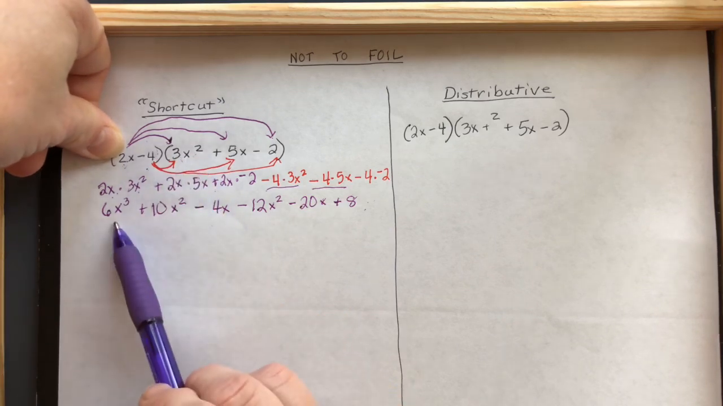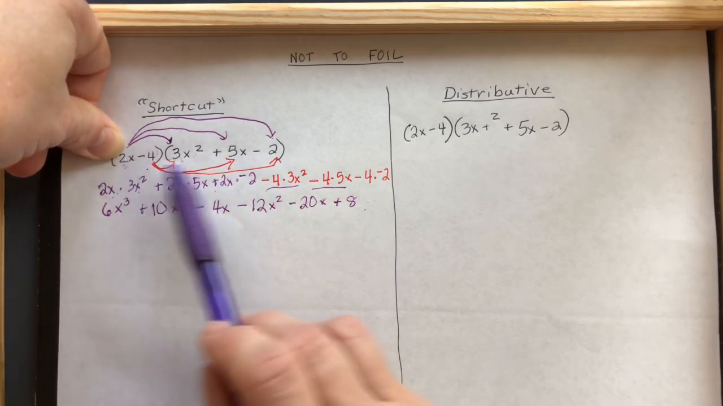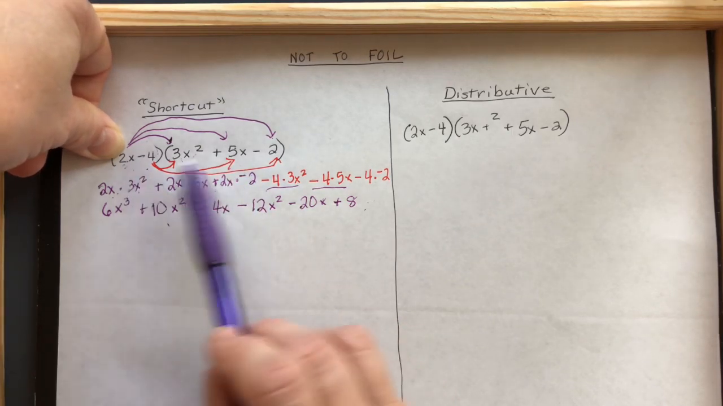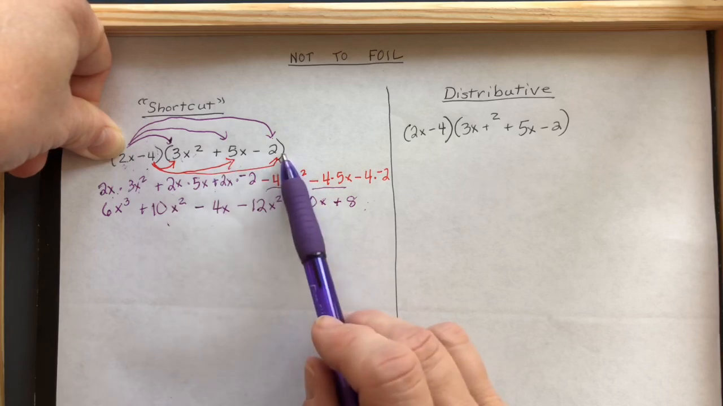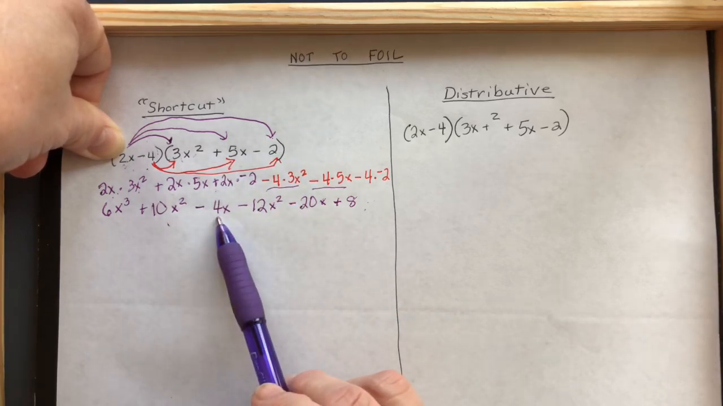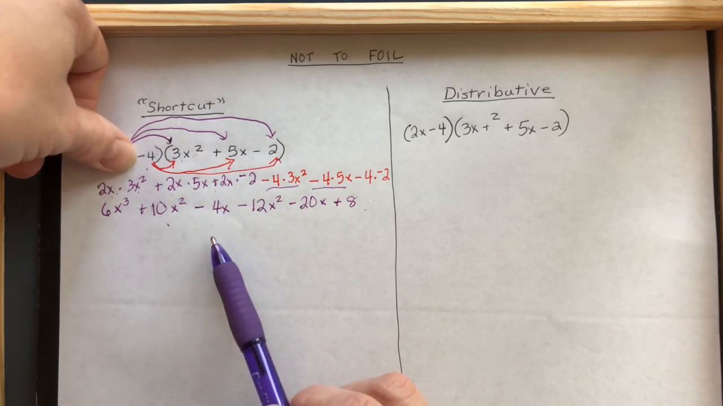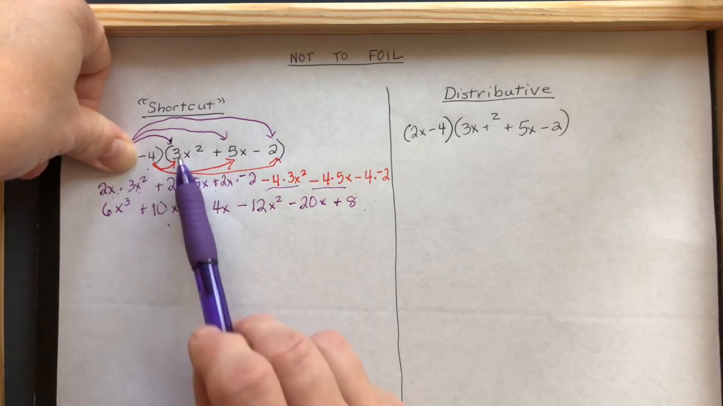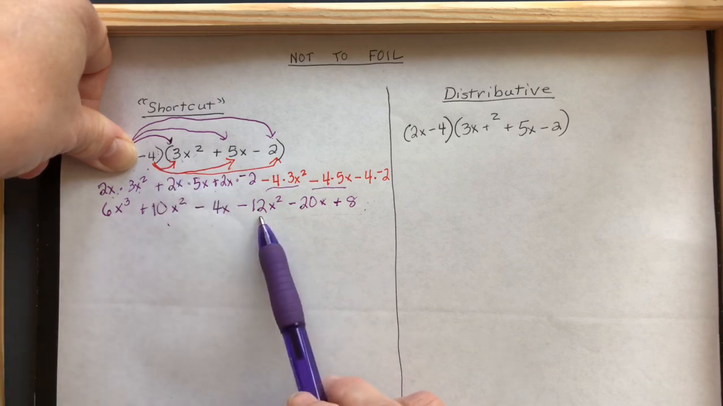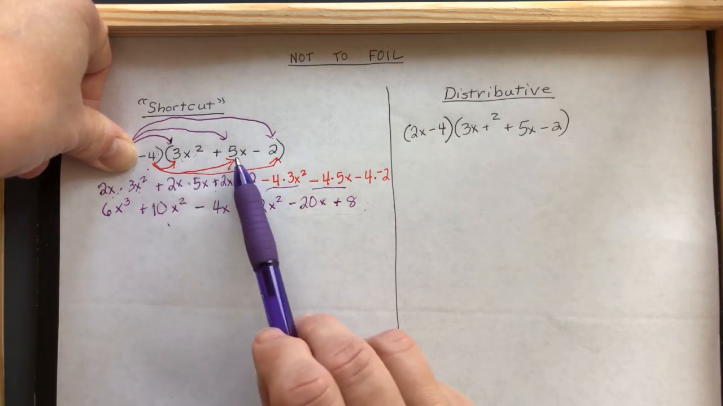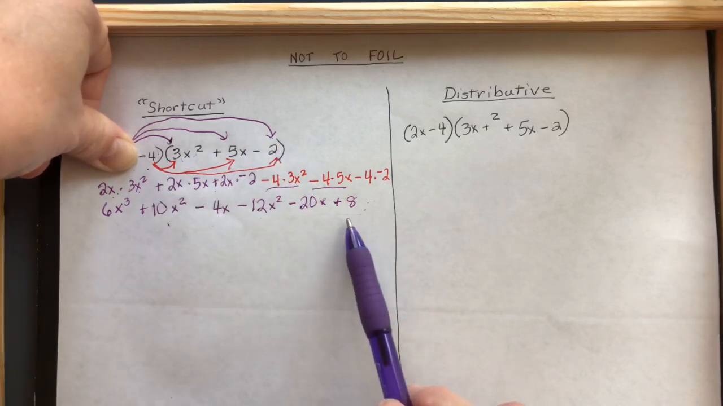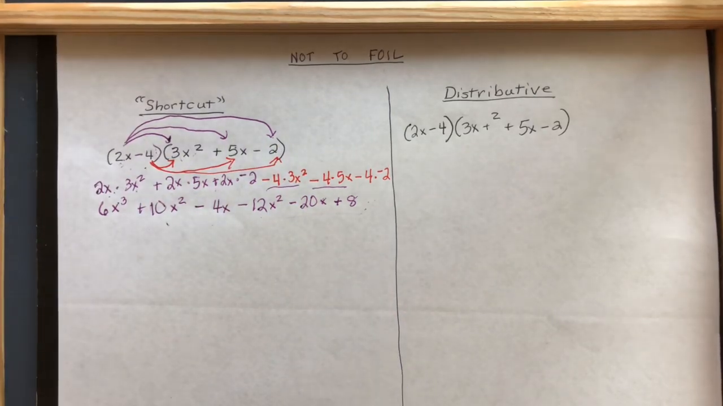2x times 3x squared, 6x cubed. Okay, 2x times this one, 10x squared, because make sure I've got both of the x's. 2x times negative 2, negative 4x. Then I'm going to check my negative 4 term, because that's what these are. Negative 4 times 3x squared should give me negative 12x squared, yes. Negative 4 times 5x, negative 20x, negative 4 times negative 2, positive 8. So taking that little bit of time to check is worth it.